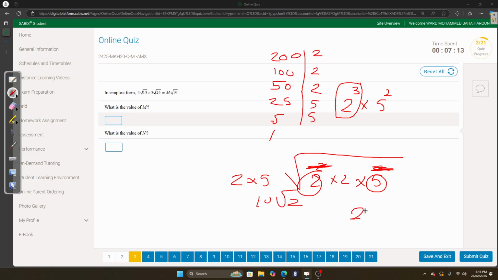But if you have 2 to the 4th in the radical and you take it out, it's gonna become 2 squared, not 2 by itself. Or let's say 2 to the 8th, it's not gonna be 2 by itself, it's gonna be 2 to the 4th, and so on. Okay?